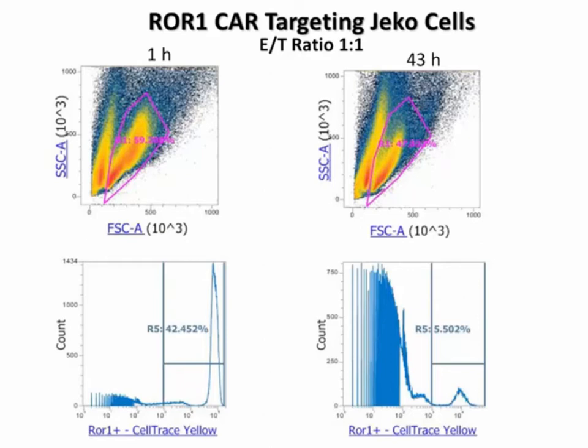Now we incubate them with our ROR1 CAR T product, and after 43 hours, we initially show, again with side scatter and forward scatter plots, that these cells have disappeared, and we only see one population of cells. And as we can see below, now our JeKo cells have disappeared. They've been killed.